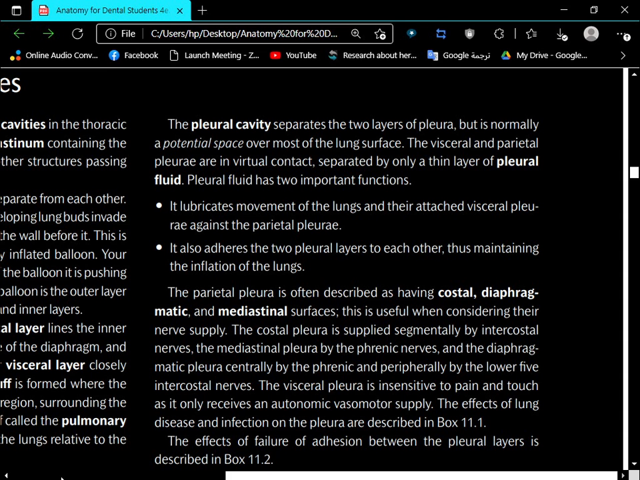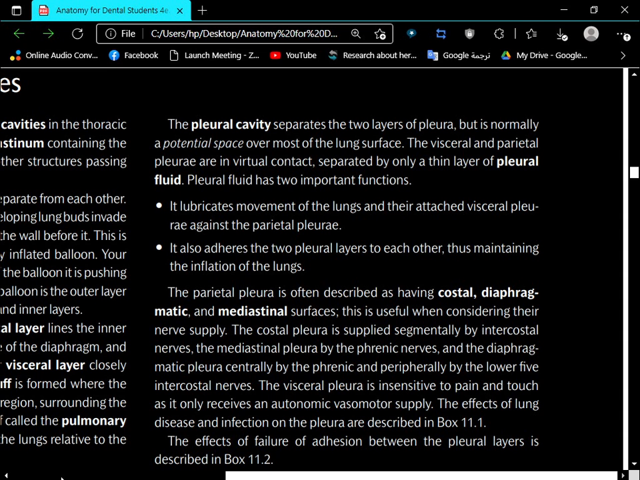The parietal pleura is often described as having costal, diaphragmatic, and mediastinal surfaces. This is useful when understanding their nerve supply. The costal pleura is supplied segmentally by intercostal nerves, the mediastinal pleura by the phrenic nerves, and the diaphragmatic pleura centrally by the phrenic and peripherally by the lower 5 intercostal nerves.